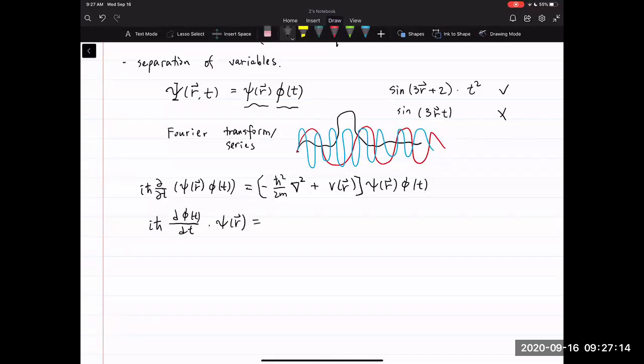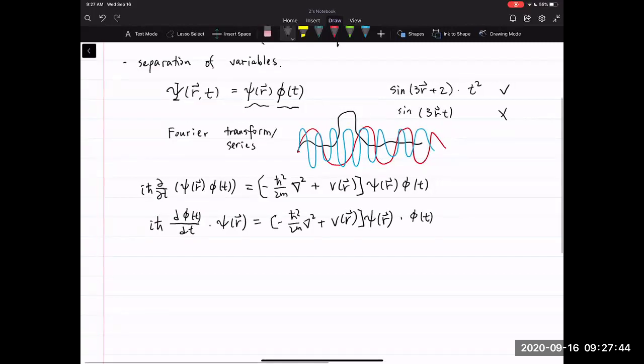Okay, so the right hand side is the same, V of r. Remember what I wrote in here: inside the angular bracket is a differential operator, so that operates on ψ(r). After that, we multiply by the time dependent part, because the operator doesn't have any time dependence. So we can take φ(t) out. Now let's move the time dependent part to the left hand side of the equation, and move the spatial dependent part to the right hand side.